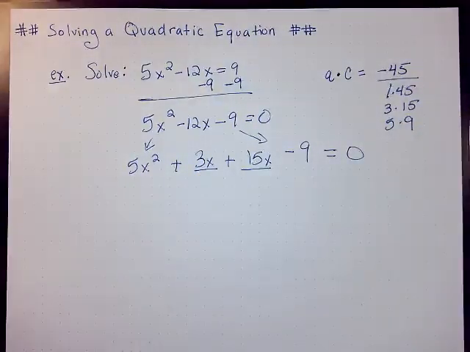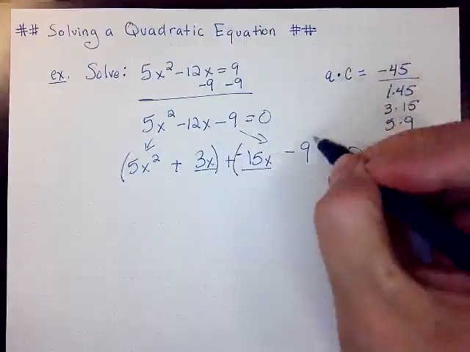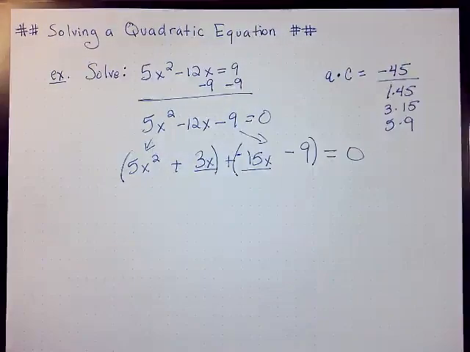And I would now need to figure out what are my signs so that when I add these two terms together, I get back that negative 12x. If I'm looking at the 3x and the 15x, the only way that would give me a negative 12x is to make the 15 negative. Now that we've figured out the signs and the numbers that go into the blanks, we want to factor this by grouping because we have 4 terms. So we're going to group the first 2 terms and group the second 2 terms together.